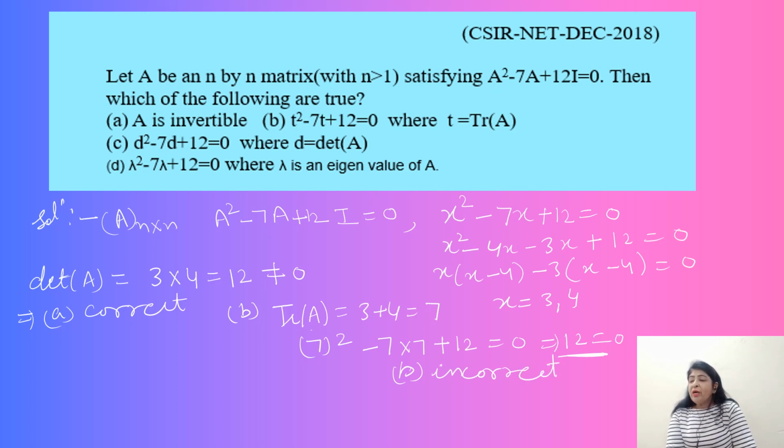Now you have third, the determinant of A. As you know, for C, the determinant of A is 12, so 12 square minus 7 into 12 plus 12. Again this is not equal to 0. So C is incorrect.